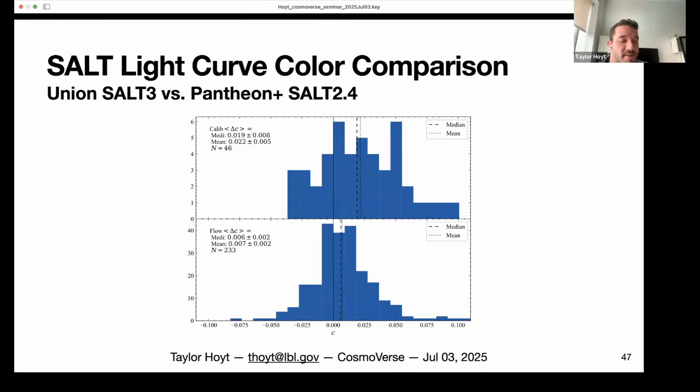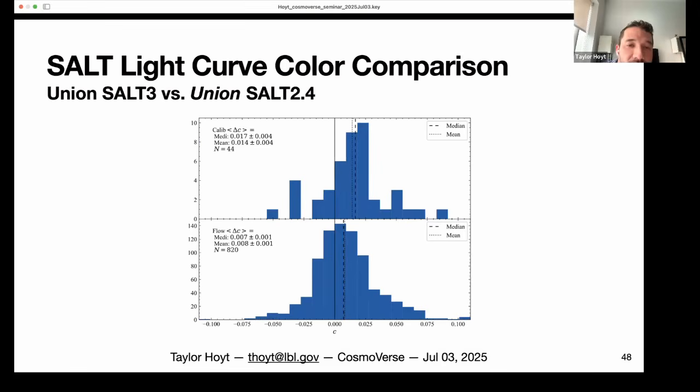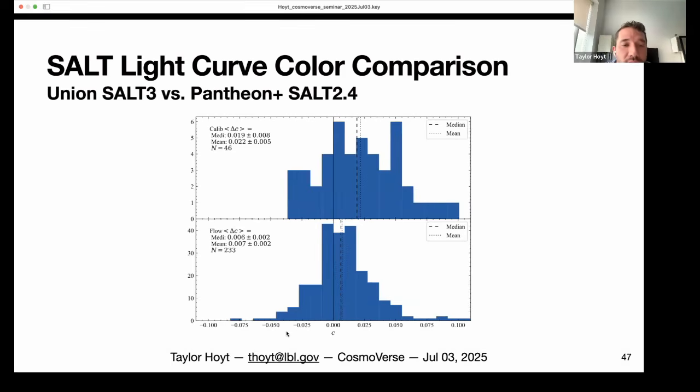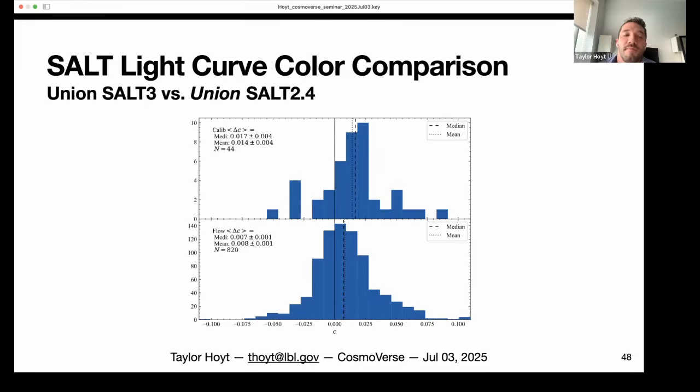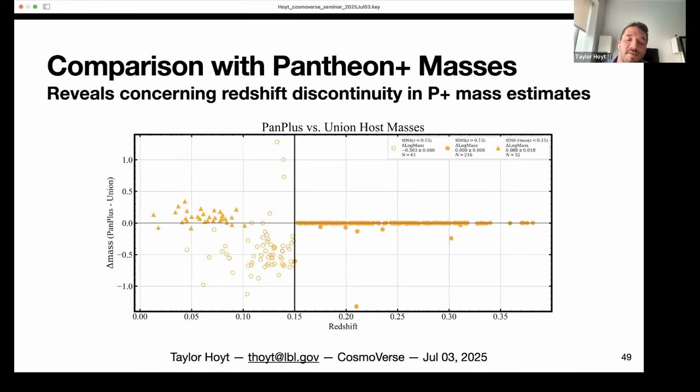So the question to ask is, how much is this due to just the difference in the SALT models? So we tested that directly. If we compare Union to Union, but instead SALT 3 to SALT 2.4, we actually see a very similar difference, about 0.01 difference in the inferred supernova color. Compare with the Pantheon comparison, there's really only probably a few thousandths of a difference in the color C, the SALT color. So seeing where that ends up in terms of H naught will be interesting.